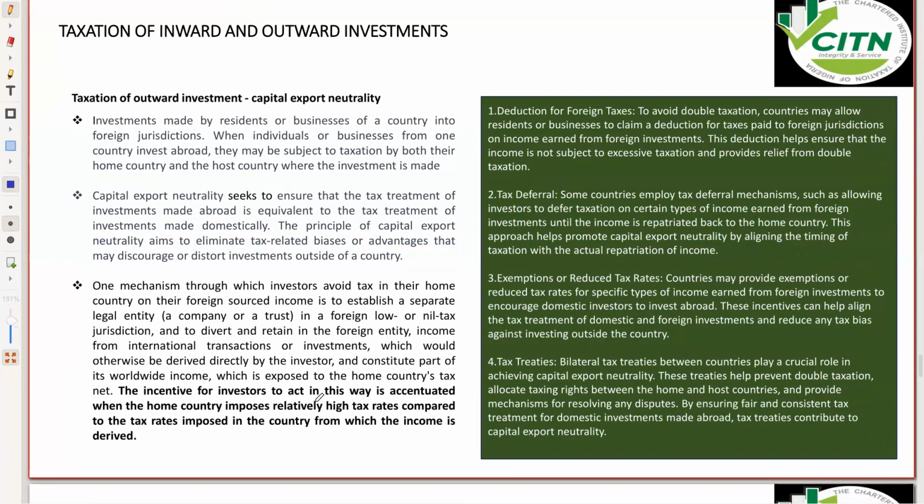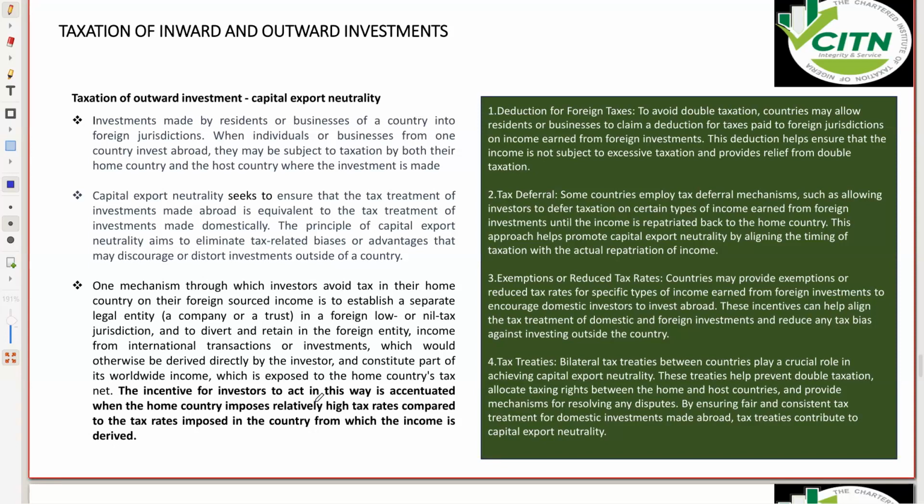It attempts to eliminate tax-related biases or advantages that may discourage or distort investment outside of a country. Because people feel that they are going to have a lot of tax burden going outside of the country, they'll just stay inward. And the implication is that you won't be able to earn FX because they are not exporting. So as part of our international tax policy, we want to see how far we can incorporate capital export neutrality into our rules. What are some of the principles or approaches that countries will typically take? Let's look at some of them. We'll come back to them in detail later on.